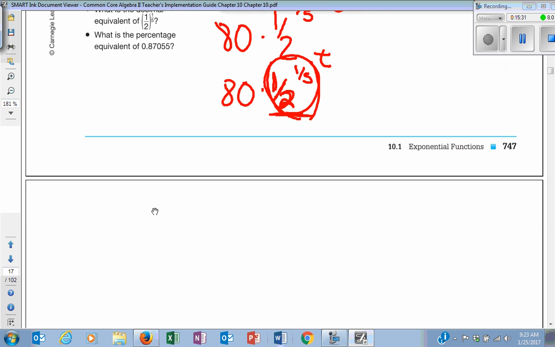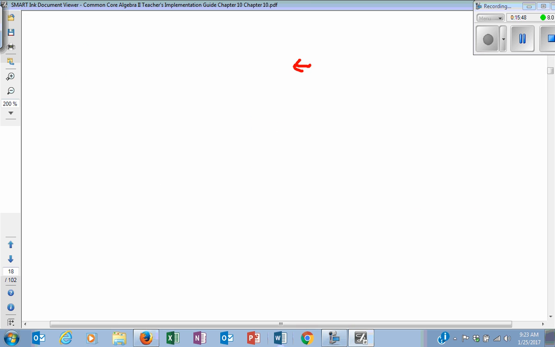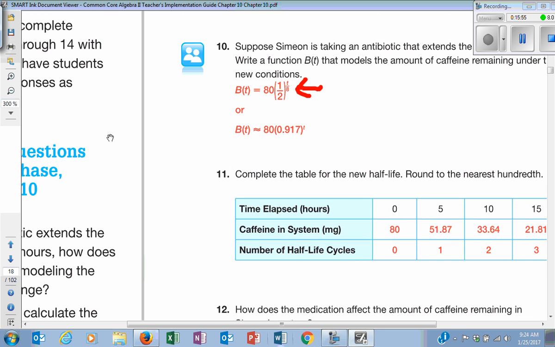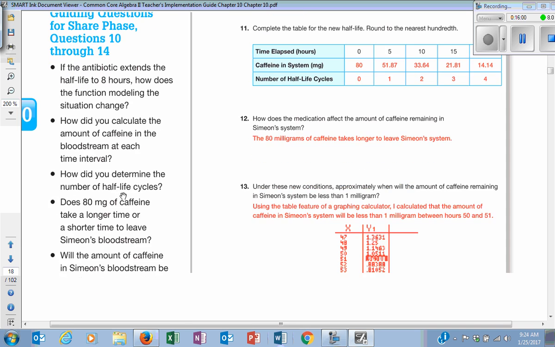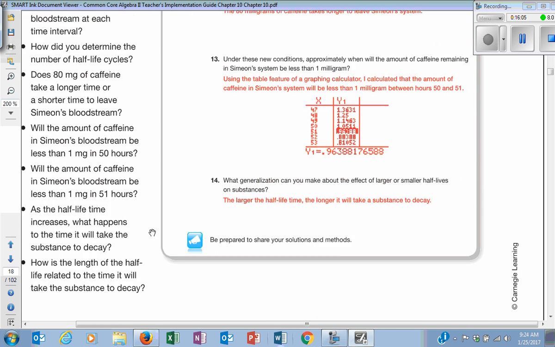All right. Suppose Simon is taking an antibiotic that extends the half-life to 8 hours. So write the function. Now notice instead of a 5 down here, I know that's hard to see. Maybe zoom in a little bit. Here we go. Notice instead of a 5 down there, it is an 8. All right. So then complete the table. Same kind of stuff that's going through.